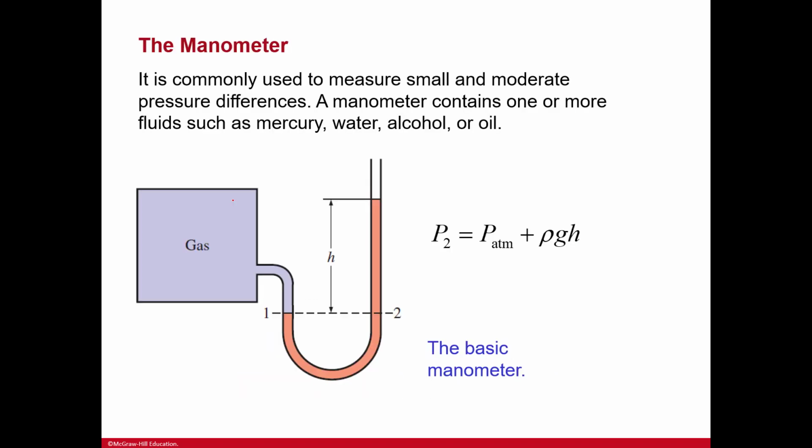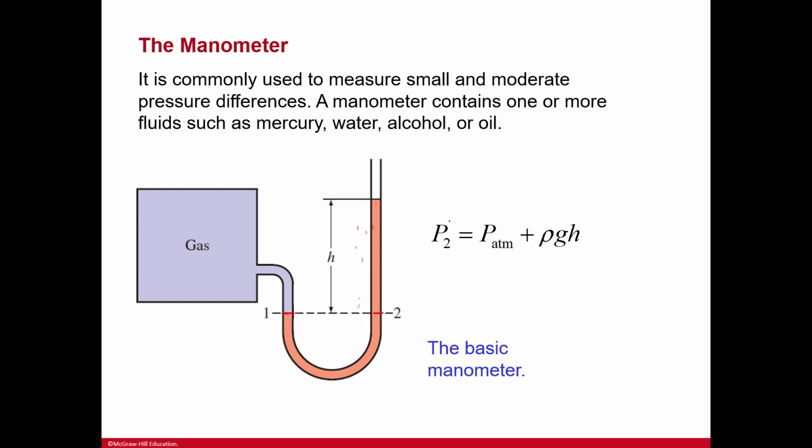A manometer is a commonly used device to measure small or moderate pressure differences. A manometer contains one or more fluids, such as mercury, water, alcohol, or oil. And so you see here, you have one working fluid in orange, and then a second working fluid, which is a gas, in purple. You have the start and then state 2, and a height where you can actually measure the difference.